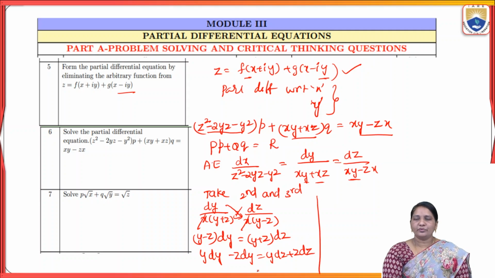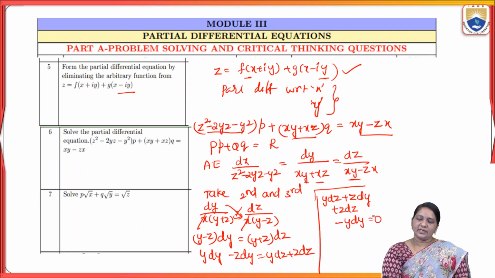Now we have to take all the terms to one side, the left side and the right side. Then it becomes y dz plus z dy plus z dz minus y dy equal to 0. Now integrate the function.